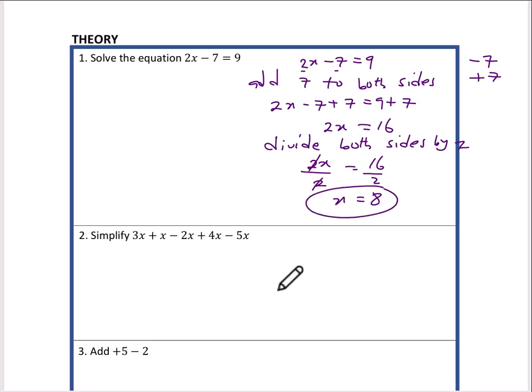Okay, so for the next question, we are asked to simplify the expression. So let's just take it bit by bit. We can add these two. So 3x plus 1x is 4x minus 2x plus 4x minus 5x. So let's subtract this. 4x minus 2x is just 2x plus 4x minus 5x. 2x plus 4x is 6x minus 5x. 6x minus 5x is just 1x, that's x. Okay, so the answer is just x.